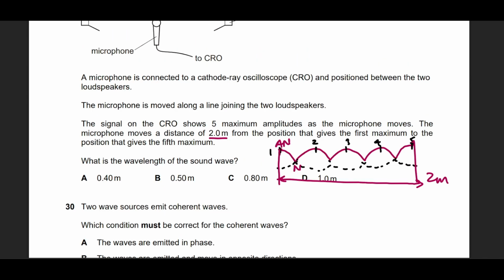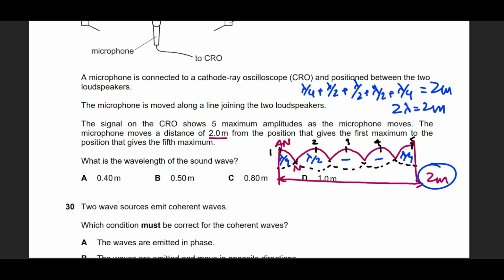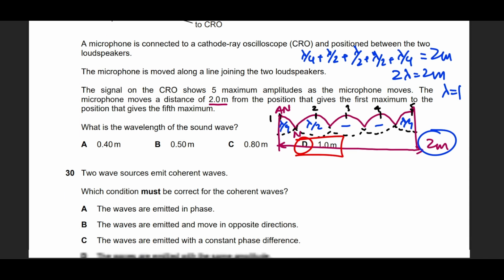Now, how to calculate the rest of the things? This first part is a quarter of a wavelength, lambda by 4, plus lambda by 2, plus lambda by 2, plus lambda by 2, plus the last quarter, lambda by 4, should be equal to 2 meters. When you add all of them together, you realize that this is 2 lambda equals 2 meters, which means lambda equals 1 meter. So this is going to be your option D, which is 1 meter.